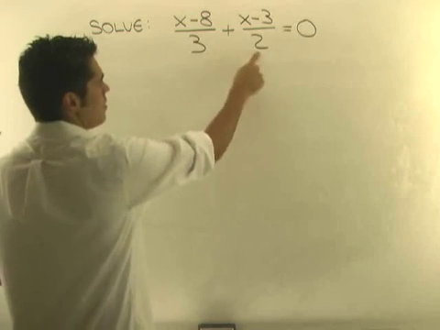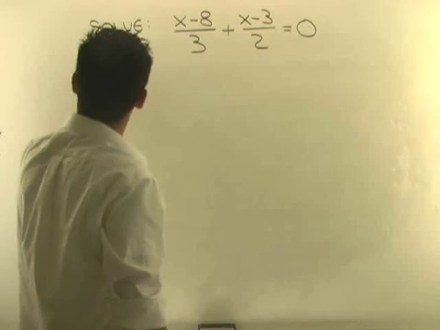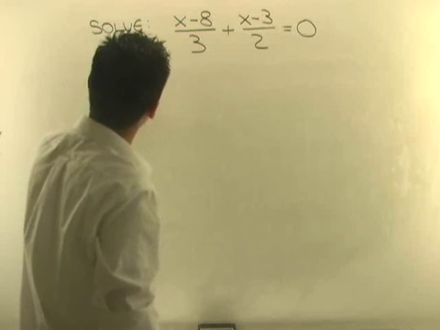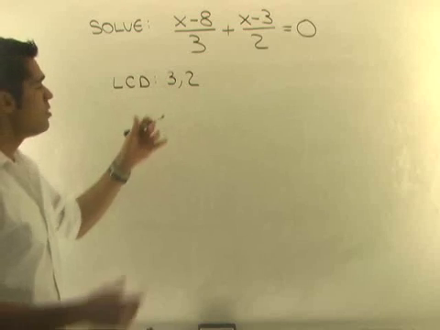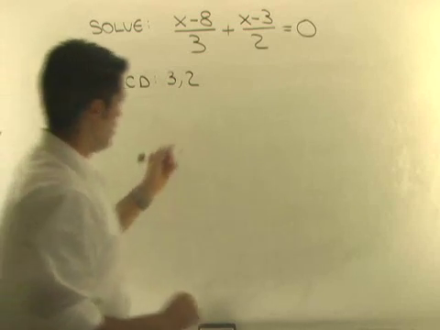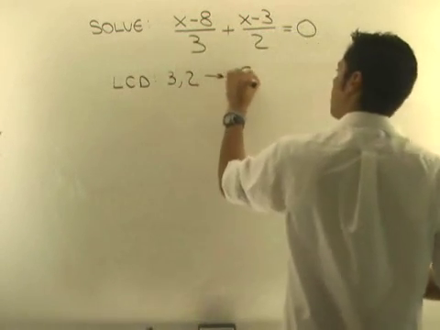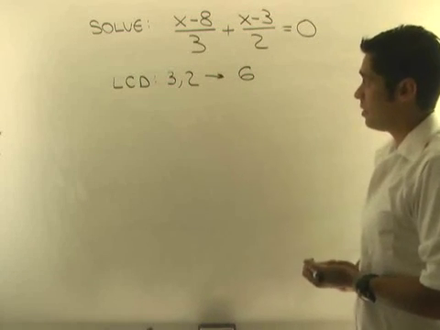That means we want to look at the denominators 3 and 2. We want to find the LCD, or least common denominator, of 3 and 2. So we're trying to find some multiple of 3 and 2. So a little bit of work here, we realize that the least common denominator is 6.